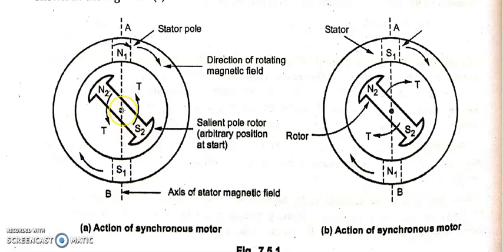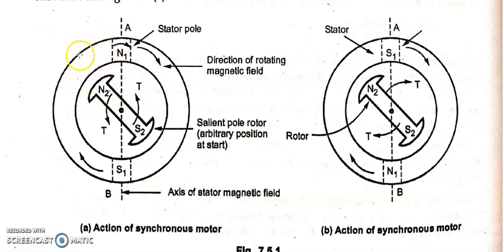Now we know that N1 and S1 are created by supplying three-phase supply to the stator, whereas the N2 and S2 poles are created by supplying DC supply to the field winding. Whenever I give supply to the stator, a rotating magnetic field (RMF) is created, and that starts to rotate with the synchronous speed. And we know that there is no slip in the synchronous motor.